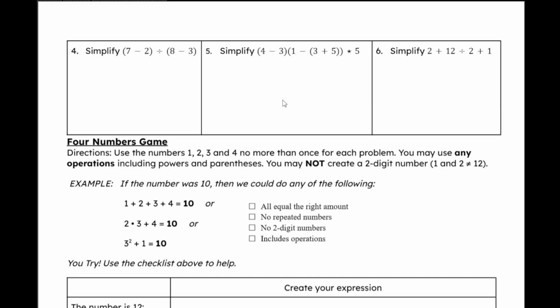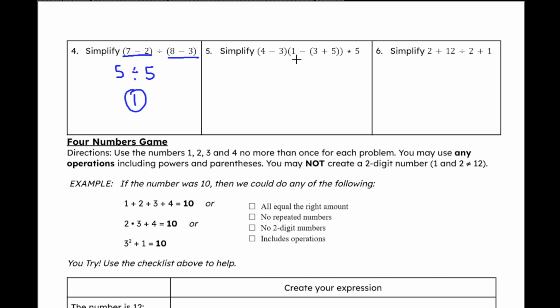All right, hopefully you got a chance to try them on your own. Let's try these problems out now. So there's two parentheses here. We can just do both the parentheses here at the same time. 7 minus 2 is 5. 8 minus 3 is 5. So it's 5 divided by 5. The answer you should get is 1.